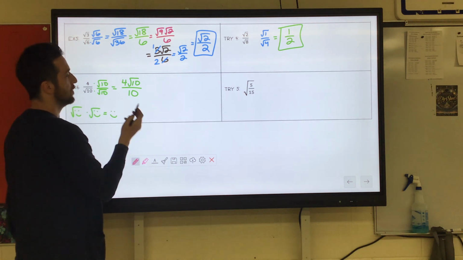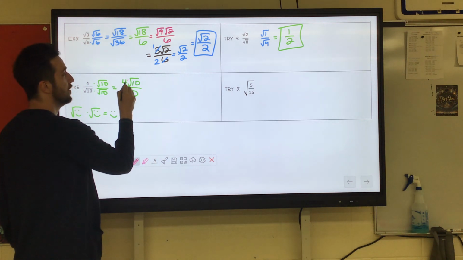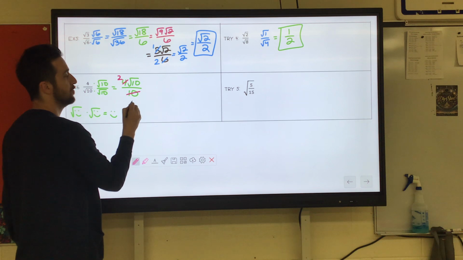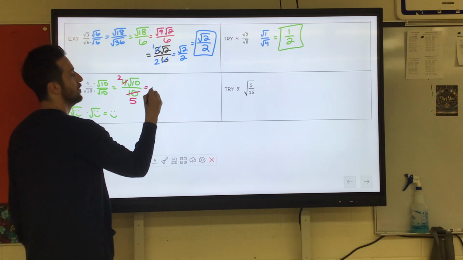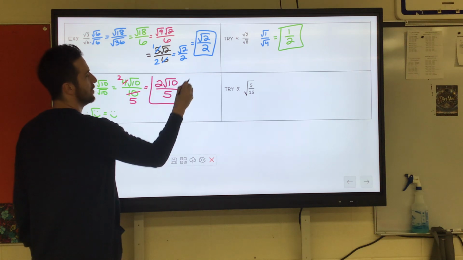Can you simplify the stuff outside? 4 over 10? Yeah. You could divide both of those by 2. 2 goes into 4 2 times. 2 goes into 10 5 times. So we have 2 root 10 over 5 for a final answer.